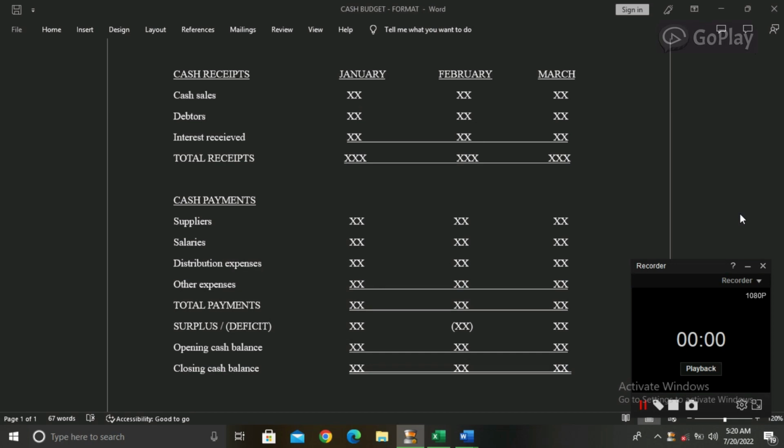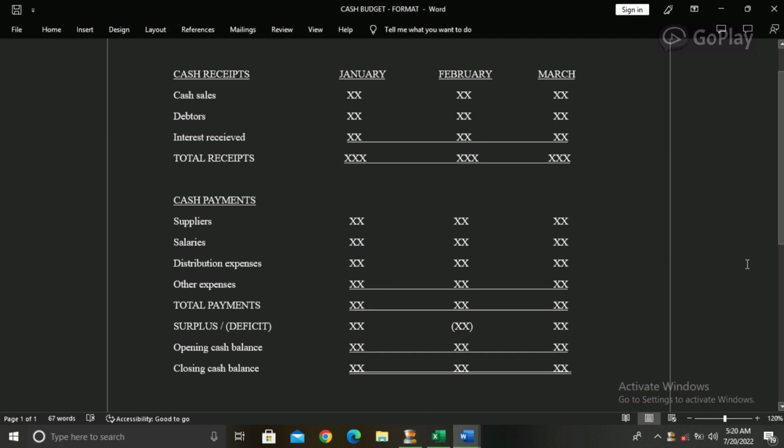Today I have the pleasure to introduce you to an important concept called cash budget. Cash budget is an important financial tool being used by many organizations in planning on their cash receipt and cash payment for a defined period of time.